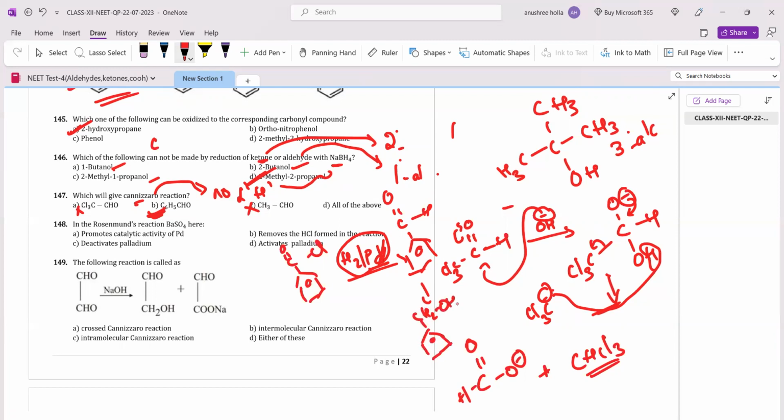So we don't need this. We just want benzaldehyde. We want this product. So what do we do? We add barium sulfate. So this barium sulfate will deactivate the palladium surface. So if it deactivates the palladium surface, now palladium, which was acting as a catalyst, cannot carry out the reaction further. So that's why we add barium sulfate. So option should be C.